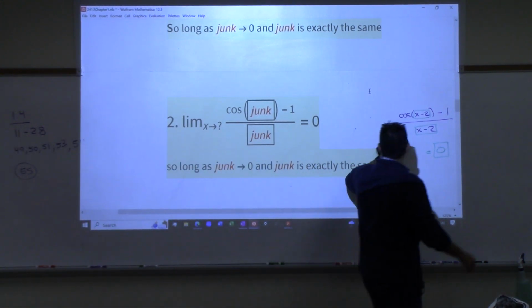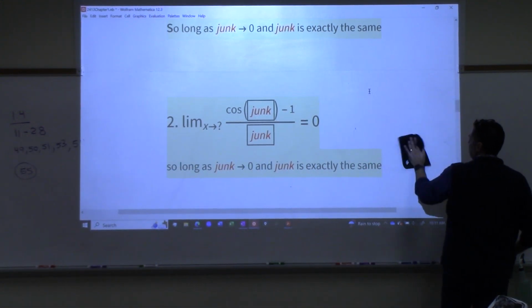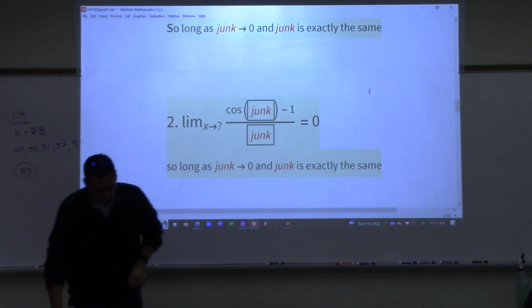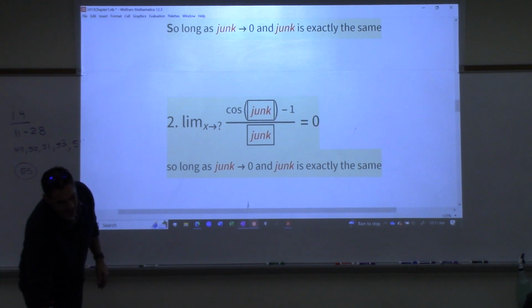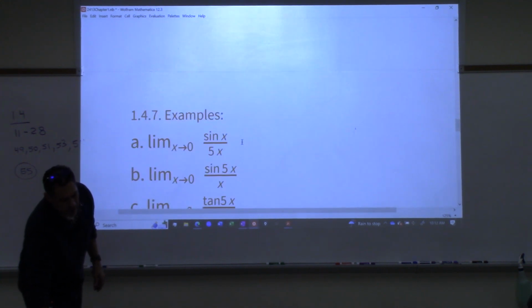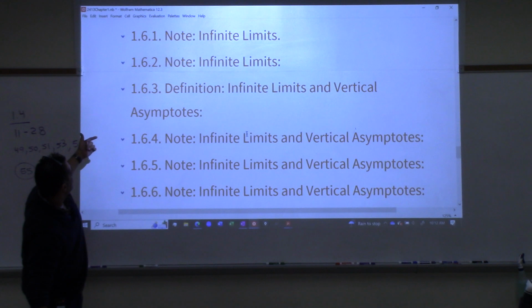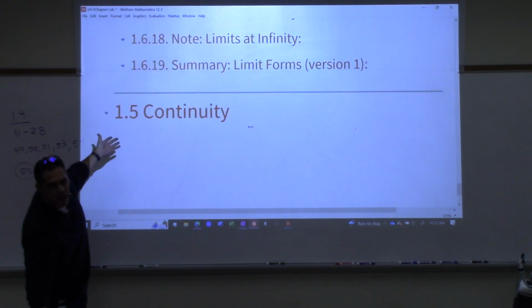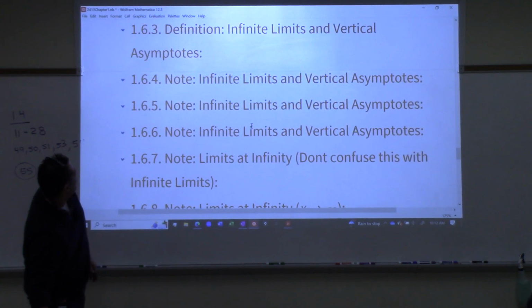Every semester I kind of do it different depending on how I feel. And most of the time I do skip 1.5. So I think in the lecture notes, I have it in that order. Like after 1.4 in the lecture notes, I have 1.6. And then after 1.6, I have 1.5. So that's the way I normally do it.